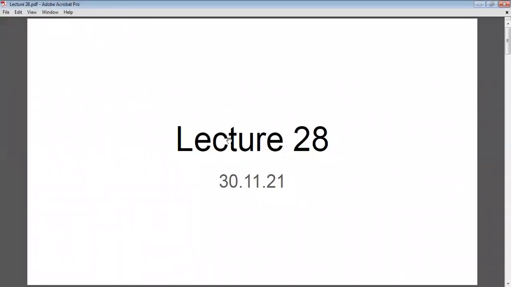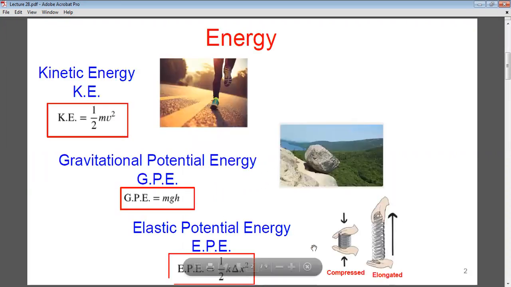Hello. In today's lecture, I will be reviewing very fast what are the different forms of energy and when do we use conservation of mechanical energy, and then we will do 3 simple exercises to practice the concept. So the 3 forms of energy so far, we learned kinetic energy, gravitational potential energy, elastic potential energy.